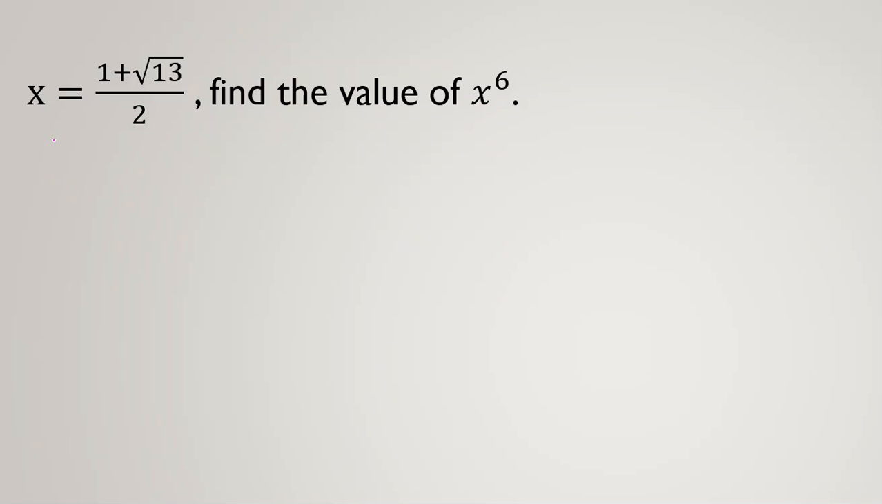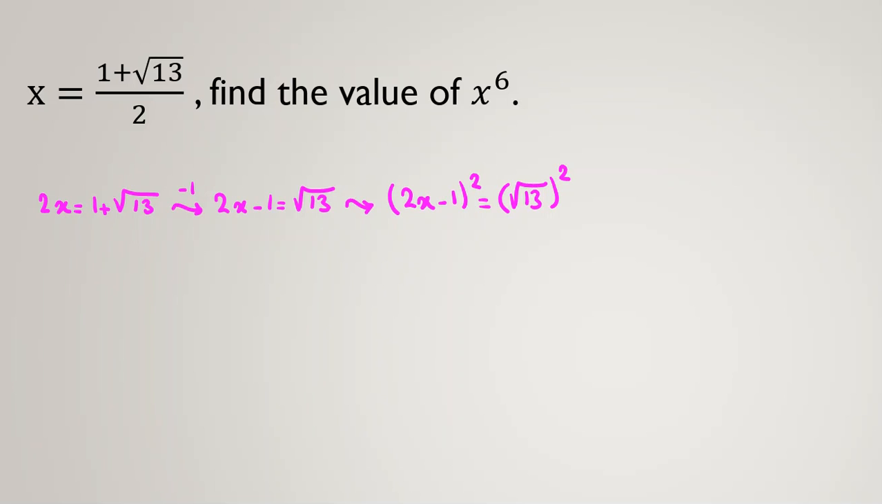Okay, so because we know x equal to this, if I cross multiply, 2x equal to 1 plus root 13. And if we subtract 1, 2x minus 1 equal to root 13. And if I raise to the power of 2, (2x minus 1) squared equal to root 13 squared. And now, 2x minus 1. A famous identity: (a minus b) squared equal to a squared minus 2ab plus b squared.